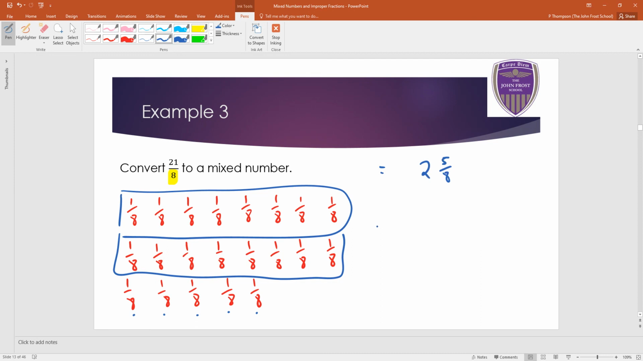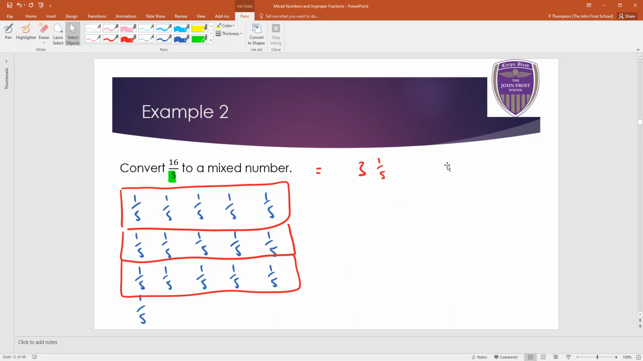Now see, my shortcut was I'm trying to see how many 8s I can get into 21 to tell me the whole 1s and see what's left over. So my shortcut, I do 21/8. Basically, I do 21 divided by 8. And if you know your times tables, there are 2 whole 8s in 21. Hence this here. And the remainder is 5. Hence the 5 here. Okay? And that shortcut will always work.